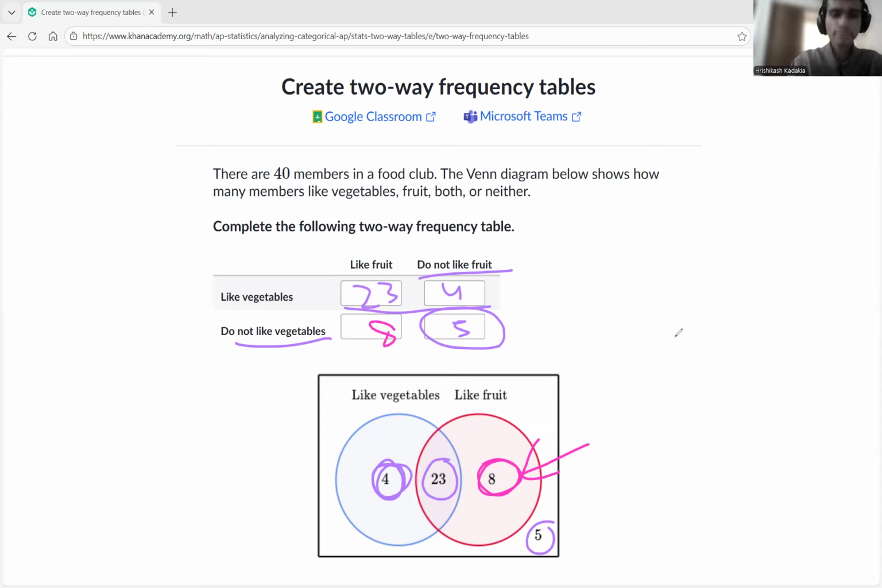So yeah, eight comes over here. And even if we try to add here to see if we get 40, we will get 40, because 8 plus 5 is 13, 23 plus 4 is 27, and 27 plus 13 is 40. So yeah, there we go.